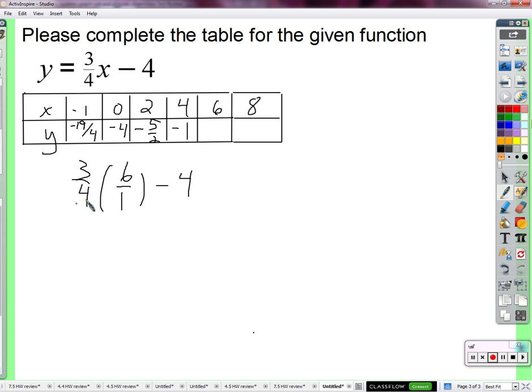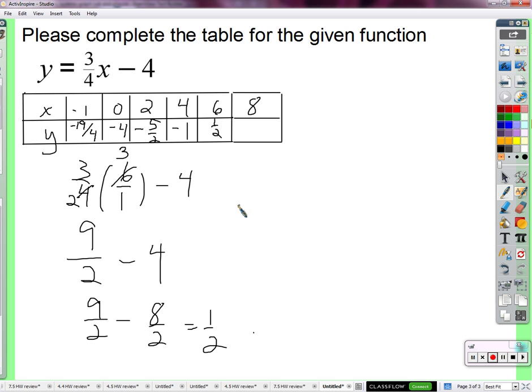3/4 times 6/1. So what Robert's talking about is these two have a what in common? Even number. Two. Yeah, they're both even. They're both divisible by 2. So you can divide this by 2 and get 3, divide this by 2 and get 2, and this becomes 9/2 rather than 18/4. But if you had 18/4, 18 and 4 are divisible by 2, and you still get 9/2. So you can't simplify it anymore. So we're going to need to turn this into halves, right? So it's going to be 9/2 minus 8/2, which is 1/2. Okay, we move on to 8.